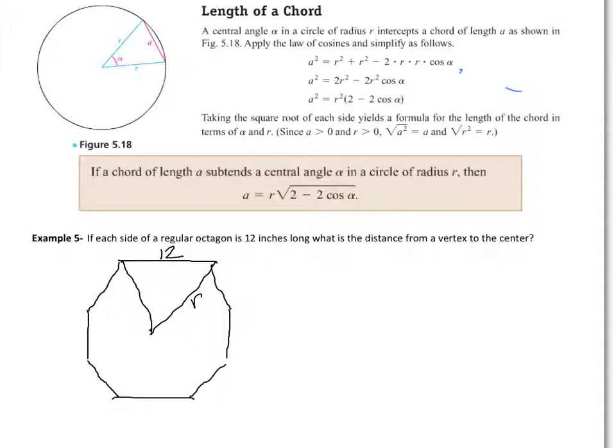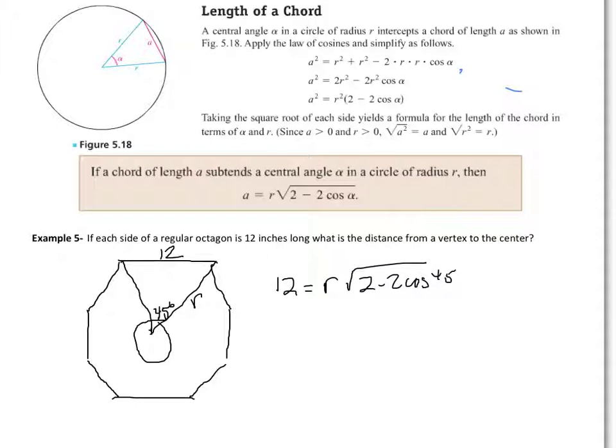Now, how do we find alpha? If I started here and went all the way around, I would have 360 degrees. And since we know all 8 angles are congruent, I can just take 360 divided by 8, and we get 45 out of the deal. And now we plug and chug. So we get A, which we know is 12, equals R, which we don't know, so what we're going to have to find, times the square root of 2 minus 2 times the cosine of 45.